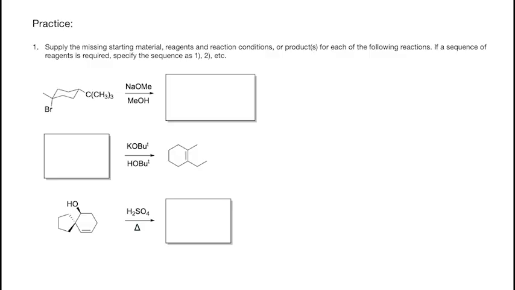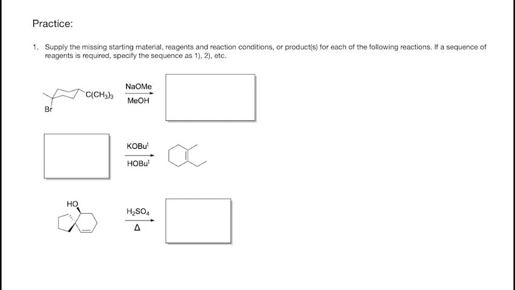As always, let's do some practice. Supply the missing starting material, reagents, and reaction conditions or products for each of the following reactions. If a sequence of reagents is required, specify the sequence as 1, 2, etc. Feel free to pause the video and try these problems on your own first.